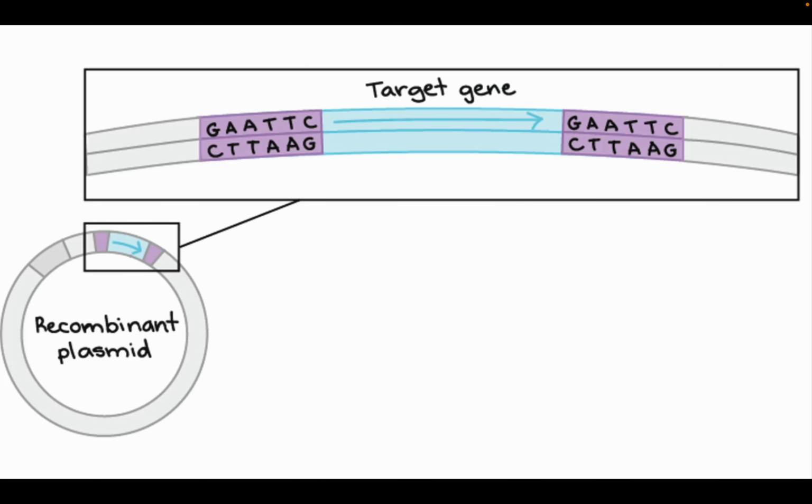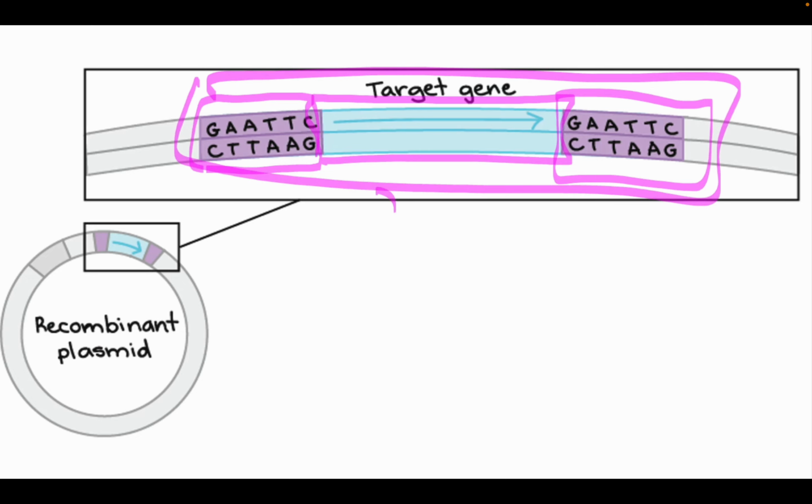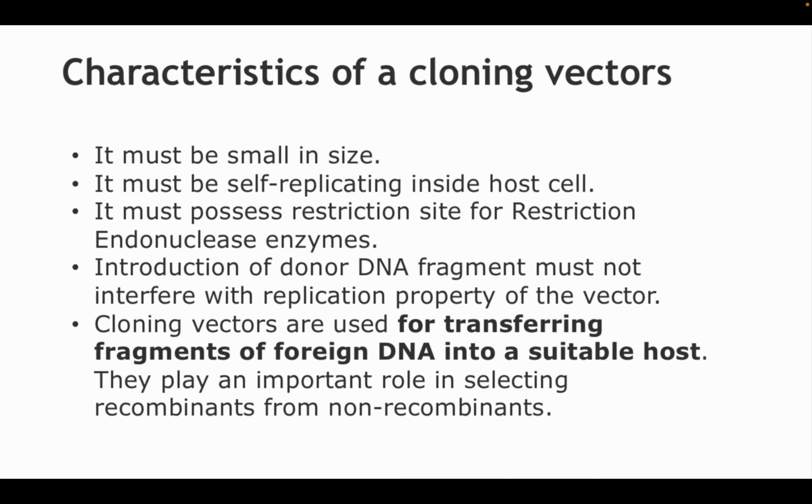So we have here, for example, blunt ends, and we insert these specific sequences, and this will be inserted to the plasmid. And these are the different types of vectors, class: plasmids, bacteriophages or viruses, bacterial artificial chromosomes, yeast artificial chromosomes, and mammalian artificial chromosomes. And these are the characteristics of a cloning vector. Number one, it must be small in size, so it can be easily manipulated. It must be self-replicating inside the host cell.